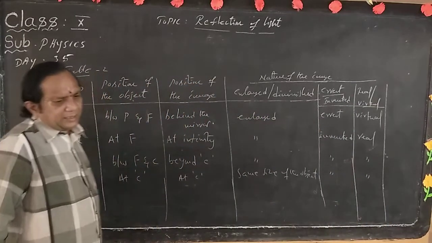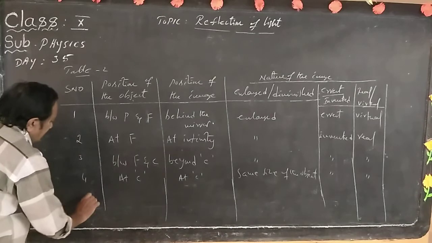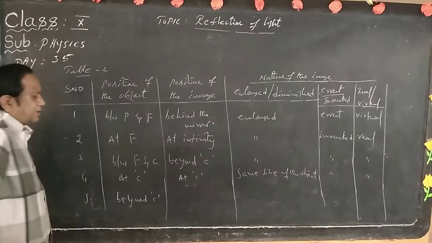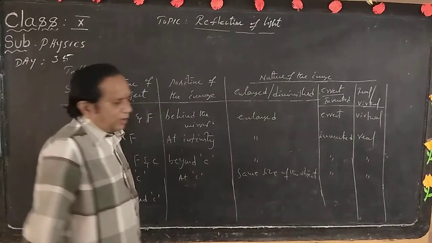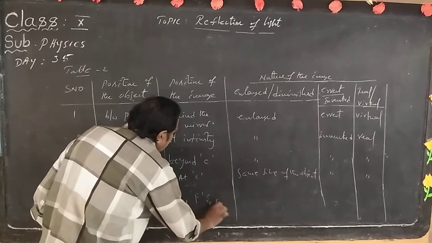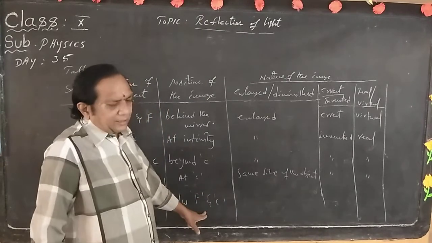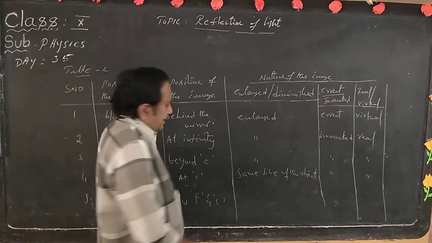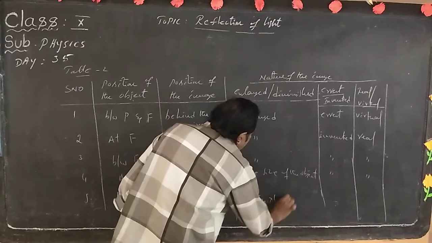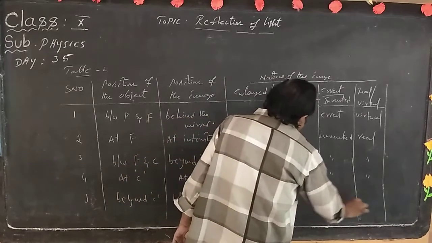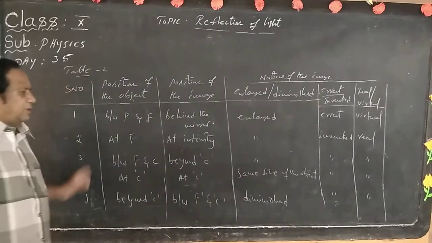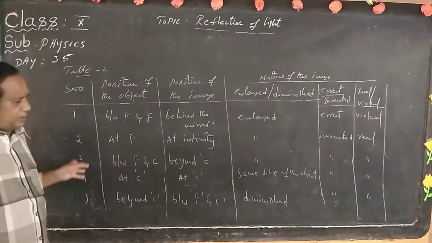And next, beyond C. The next condition I will say is beyond C. Beyond the center of curvature, the object is placed. The image is formed between F and C, F meaning focus and C center of curvature. A diminished image is formed. It is also an inverted and real image. For all of this we have to draw the ray diagrams, and we also have to show this.